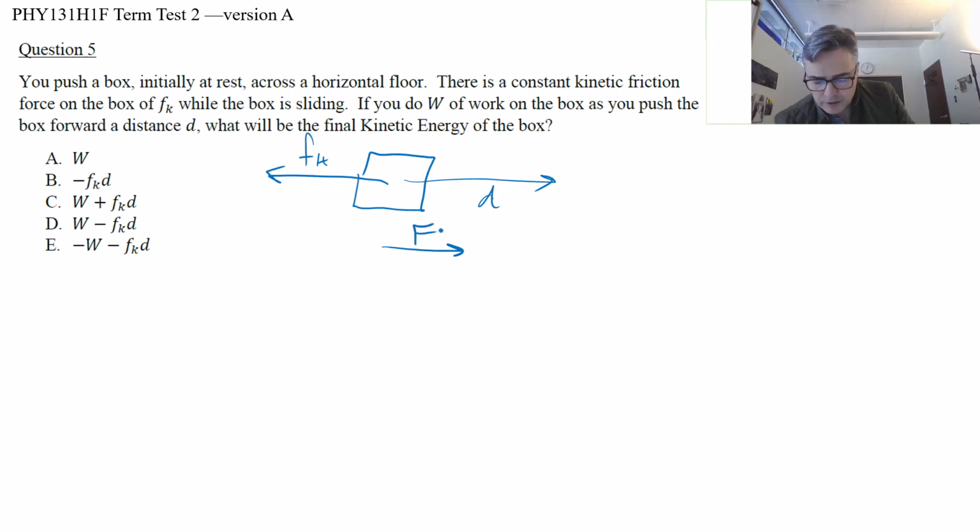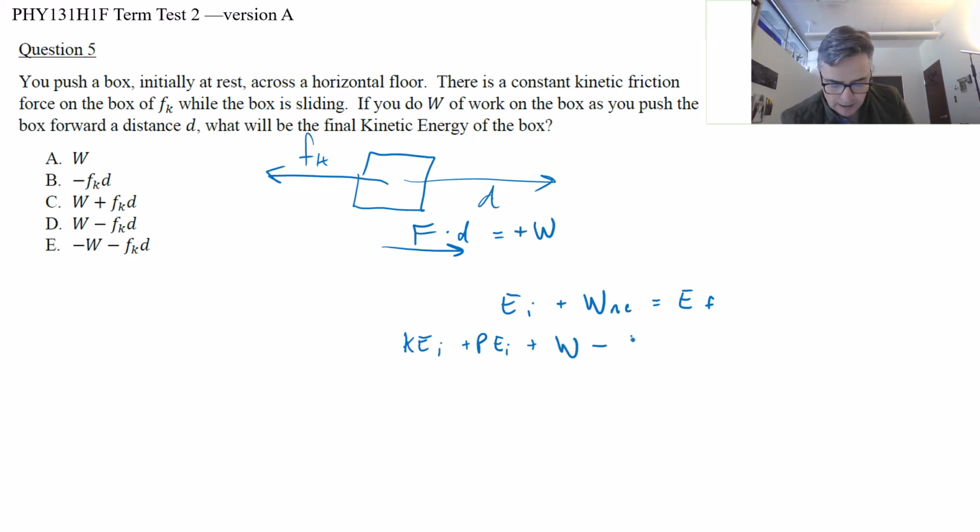So you're pushing with some force times d, which is going to be plus the work that you do, right? So the E initial plus the work done by all the non-conservative forces equals the E final. Energy is kinetic plus potential, plus the work that you do, minus Fk d. That's the work done by friction. Friction does negative work on the box as it travels, and that is equal to KE final plus PE final.